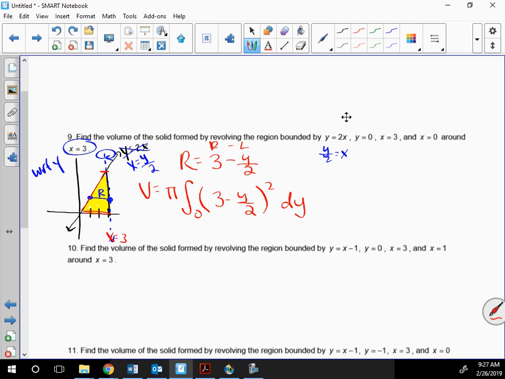What is my y value there? What was it? 6. How do we know that it's 6? We just put into our function here: take 3, put it in, we get y is 6. Okay, so again, when we are in terms of y, with respect to y, bounds need to be in terms of y.